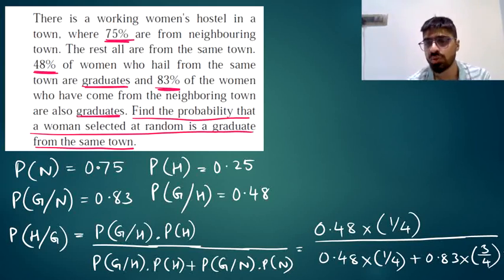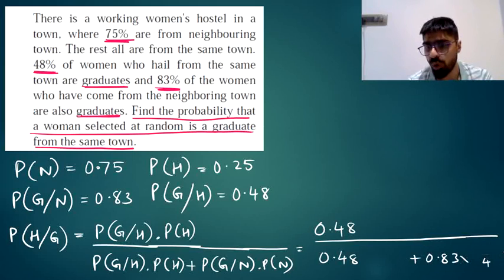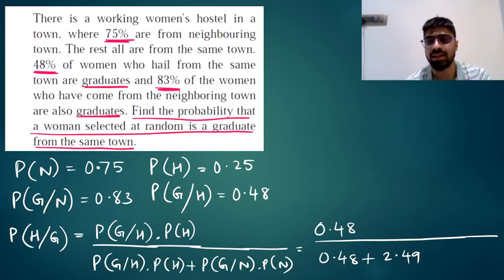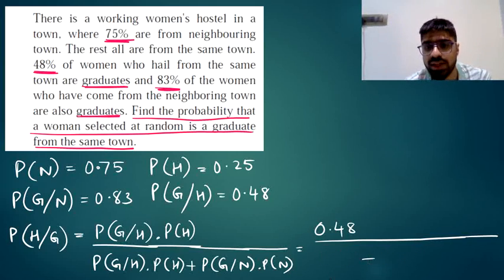If you multiply the numerator and denominator by 4, this term vanishes, and even here you will have 0.83 multiplied by 3. So 0.83 into 3 will be 2.49. 2.49 and 0.48, that's 2.97.